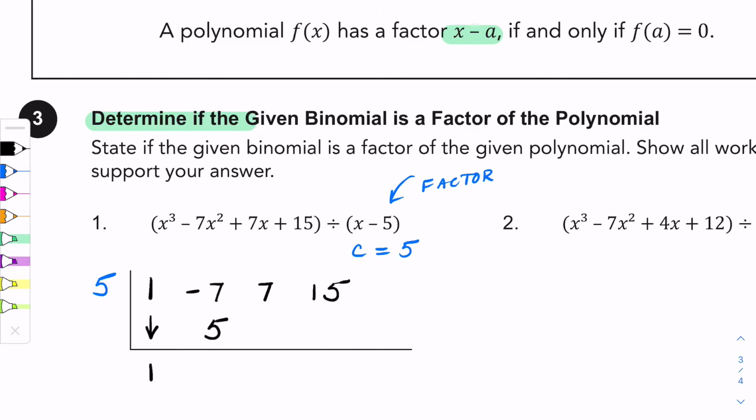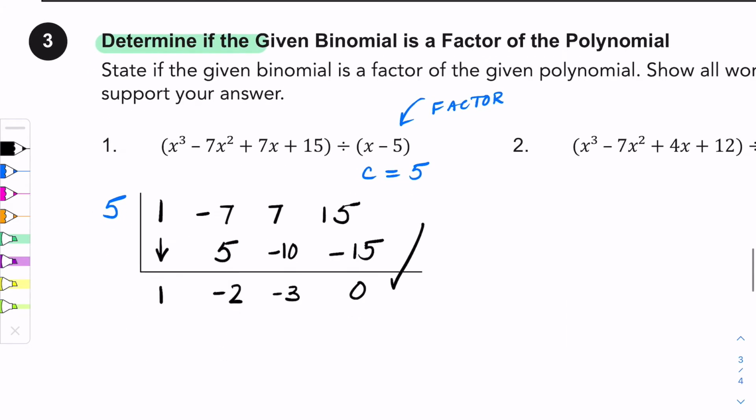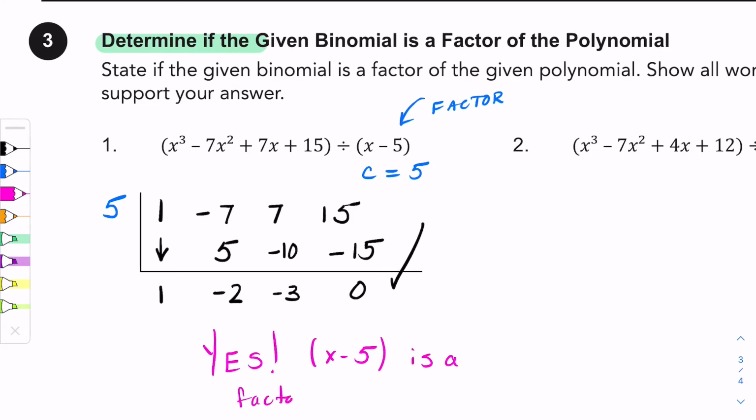1 times 5 is 5. 5 plus -7 is -2. -2 times 5 is -10. Plus 7 is -3. Times 5 is -15. Plus 15 is 0. So to answer this question, you would say, yes, x minus 5 is a factor of the original expression x cubed minus 7x squared plus 7x plus 15.